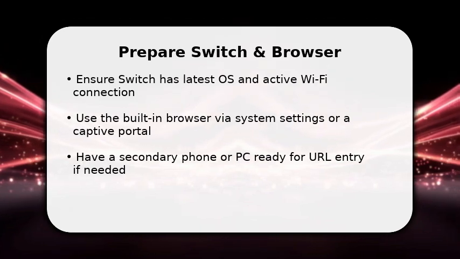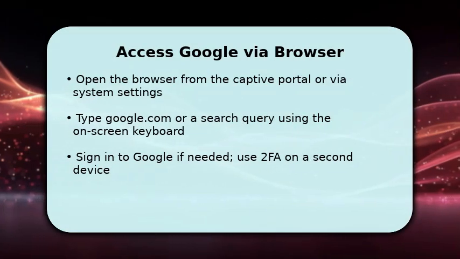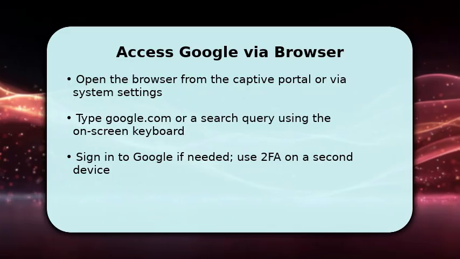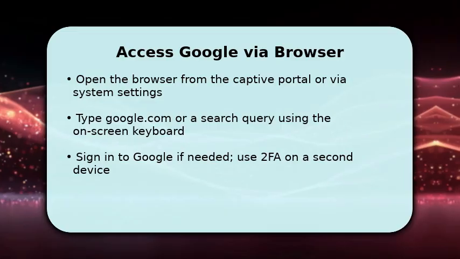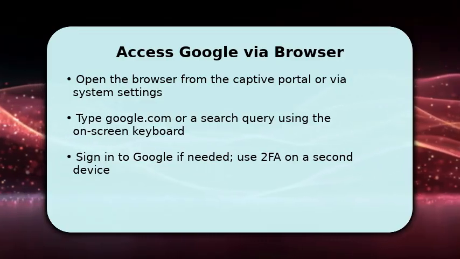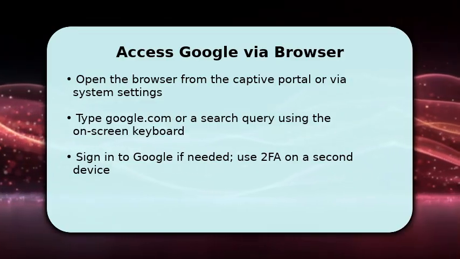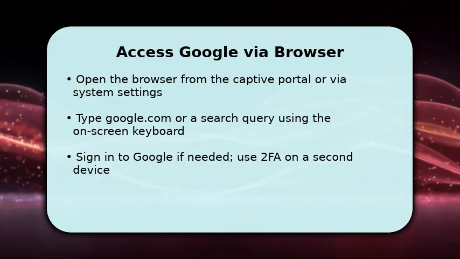Now you'll navigate to Google using the browser window exposed by the captive portal or system web view. Tap the address bar, enter Google.com or a search phrase, and use the on-screen keyboard. It's slower but works. Once Google loads, sign into your account if necessary.